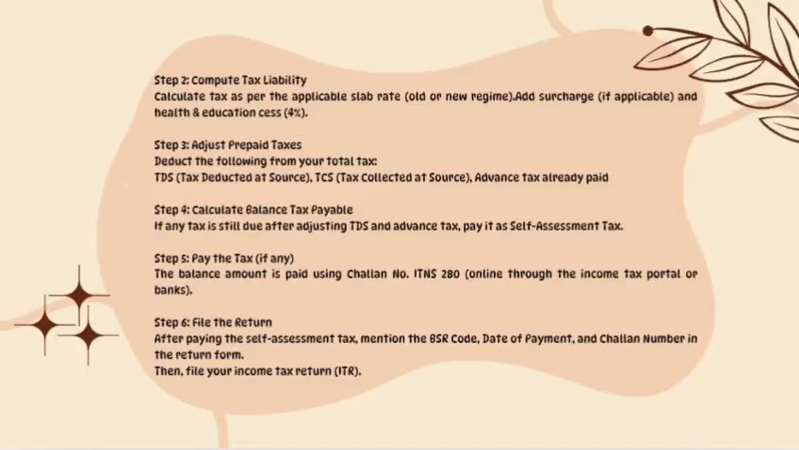Step 4. Calculate balance tax payable. If any tax is still due after adjusting TDS and advance tax, pay it as self-assessment tax. Step 5. Pay the tax. The balance amount is paid using Challan number ITNS 280 online through the income tax portal or banks.